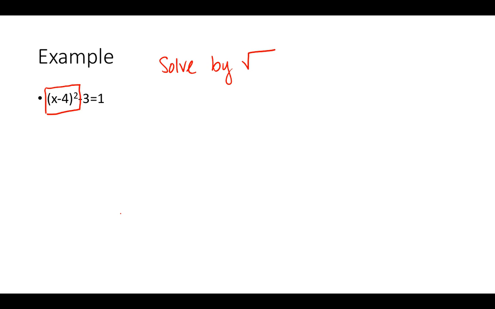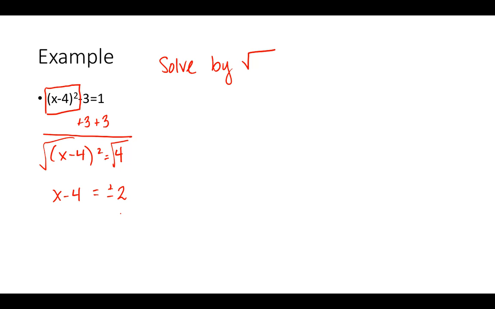So we're going to isolate that (x minus 4) quantity squared. I am going to add 3 to both sides. So I've got (x minus 4) quantity squared equals 4. And now I can take the square root of both sides of my equation. So the left-hand side is x minus 4. And the square root of 4 is 2, but don't forget that it's positive or negative 2.